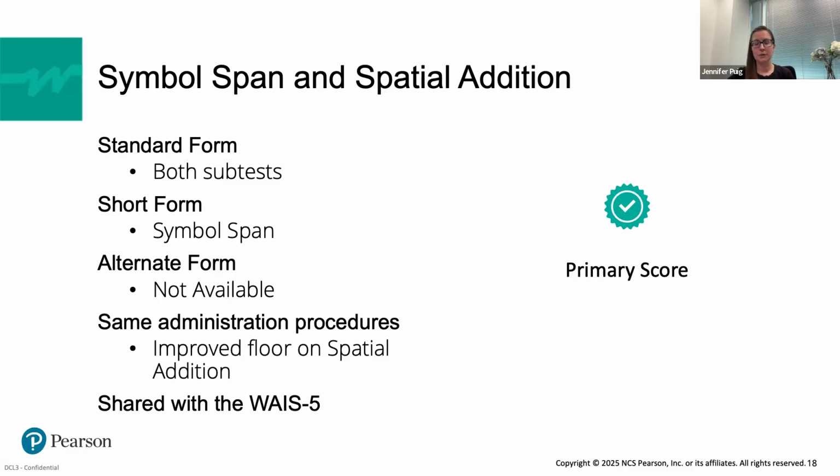So subtest level scaled scores are available for both subtests. There are no process scores available for these subtests. And there are also no subtest level contrast scaled scores available, but there are index level contrast scaled scores for the visual working memory index.